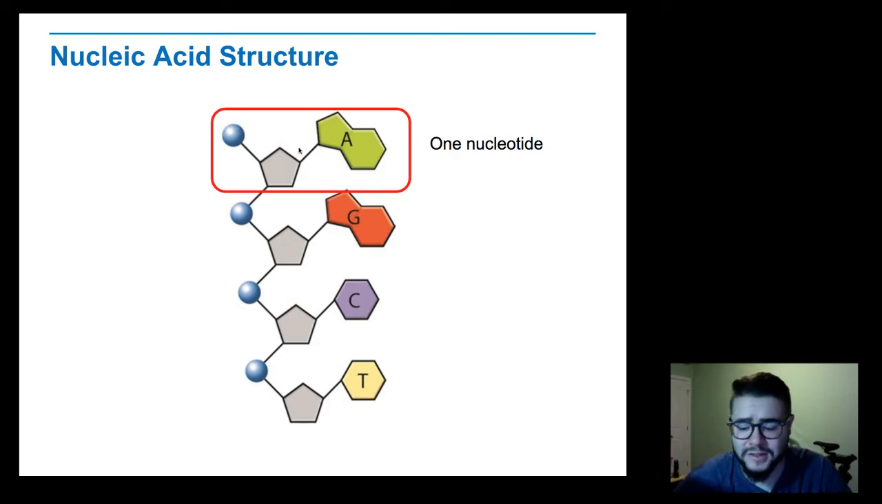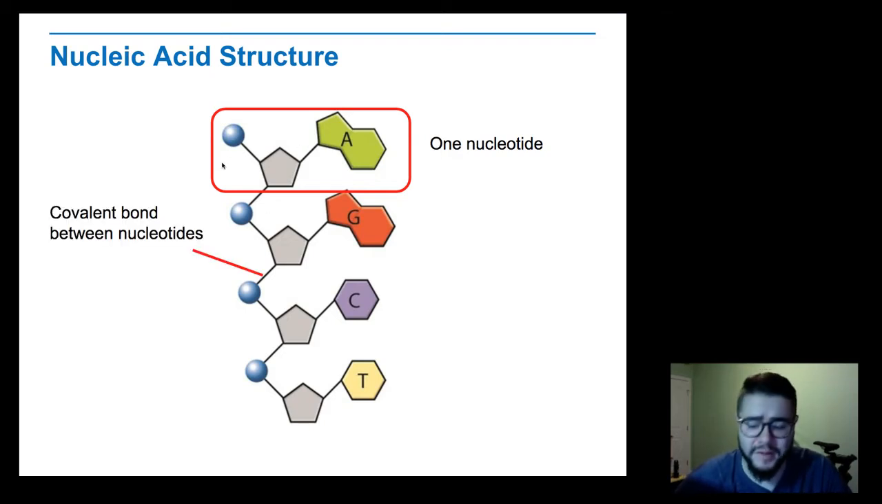Pointing out some other parts here. Again, we see 1 nucleotide here. We also see these little bonds between the ribose and the phosphate. That's called a covalent bond. We've already learned about covalent bonds earlier in the year.